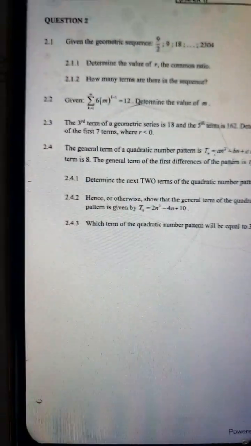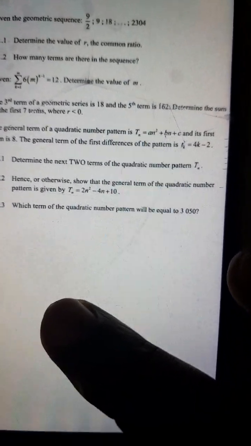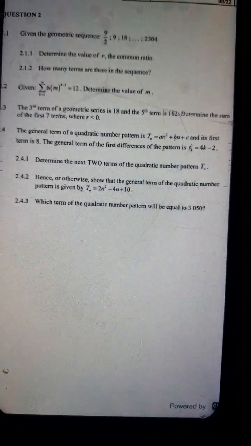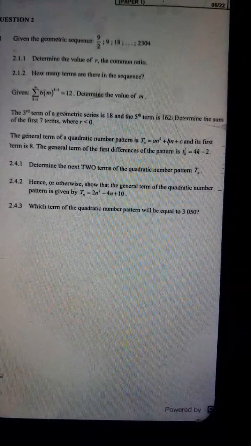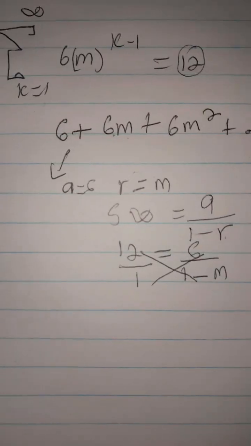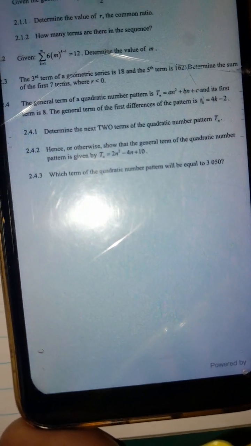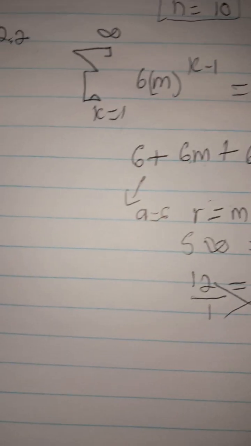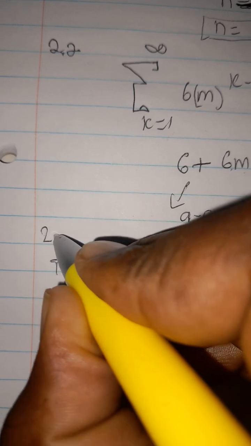Then let's go to 2.3. They said the third term of a geometric series is 18 and the fifth term is 162. Determine the sum of the first 7 terms where r is less than 0. Okay, right, so let's create our equations here from this statement. Firstly, we were told that the third term of a geometric series is 18. So the third term, which is T3, is equal to 18. That is 2.3.